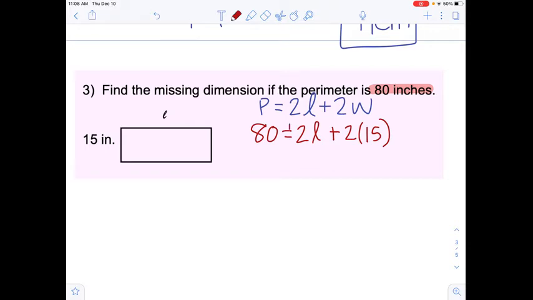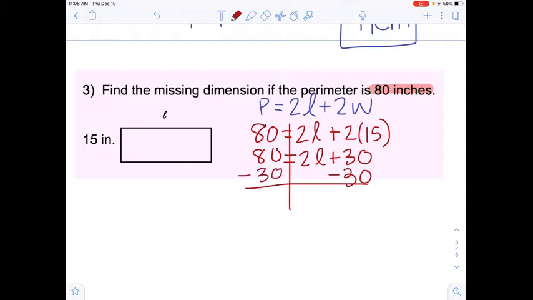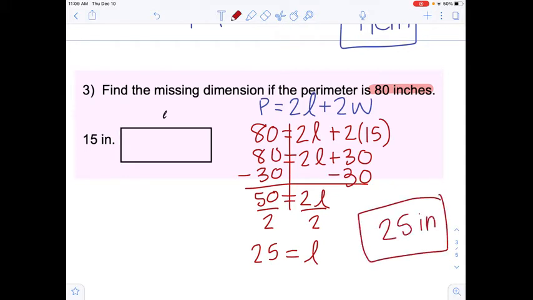And then I'm going to solve this, okay? So I get 80 equals 2L plus 2 times 15 is 30. I'm going to take 30 away from both sides. And I get 50 equals 2 times L. To get rid of that 2 times L, I'm going to divide both sides by 2 so that I get L equals 50 divided by 2 is 25. Okay, it's just a dimension, so it's going to be 25 inches.